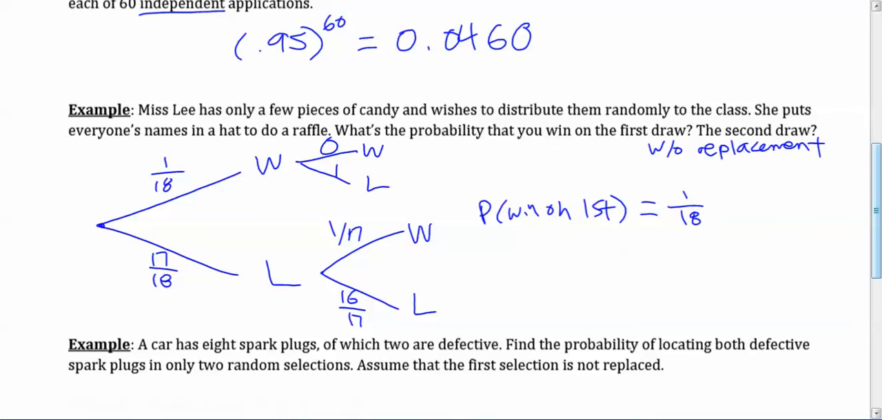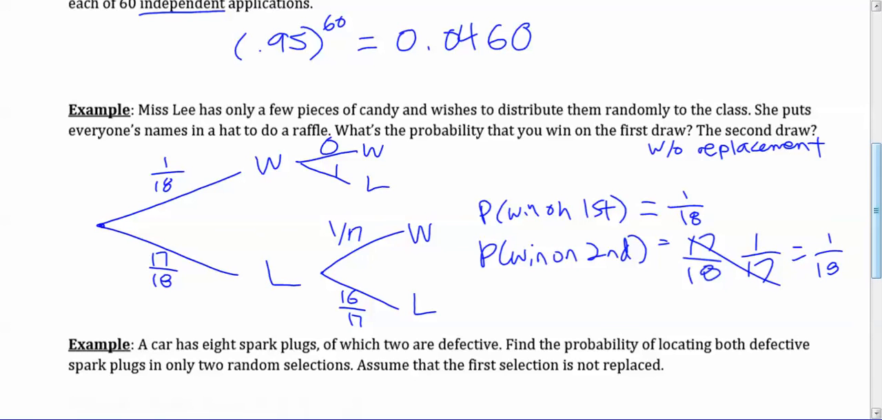The probability you win on the second draw, though, and again, we are assuming this is being done without replacement, is going to be represented by the third branch down, which means you'd lose the first draw, but then you'd win the second draw. So you're going to lose the first draw, that's 17 out of 18, times you're going to win the second draw, which is going to be 1 out of 17. And those of you that are relatively good at manipulating fractions will notice that, hey, those two 17s are going to cancel out when you multiply these. So your probability you win on the second draw is going to be 1 out of 18, which is exactly the same as the probability you won on the first draw.